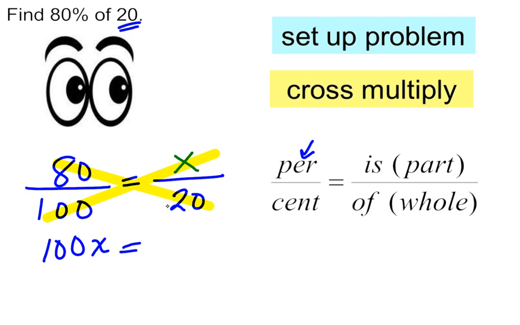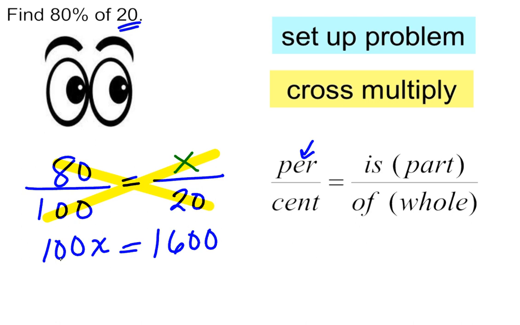Now, on this other side, I have 80 times 20. And if I use my calculator, I know that 80 times 20 is 1,600. So that's our first step: we're going to set up the problem, then we're going to cross multiply. Now we're not done yet. We don't know what x is.